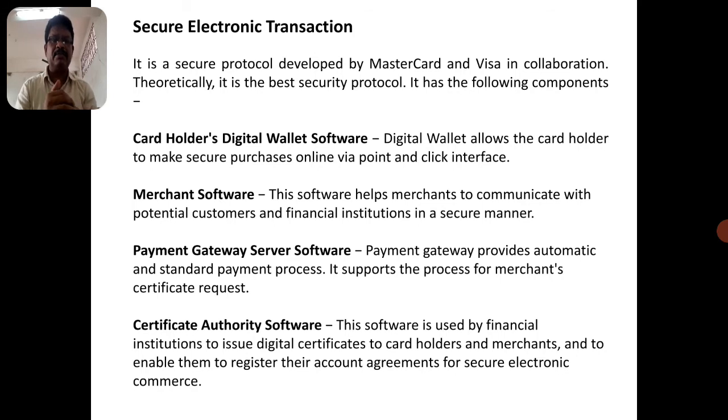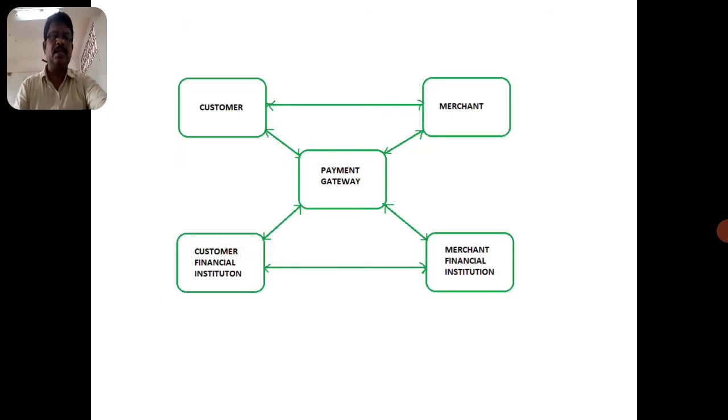The payment gateway is one of the gateways that protects the automatic and standard payment process. And the last one is the certificate authority software. This is the mediation between the merchant and the customer. When they make a digital transaction, they must have a digital certificate. Now you can observe through the diagrammatic representation.